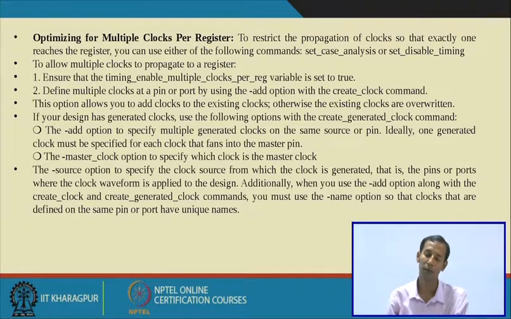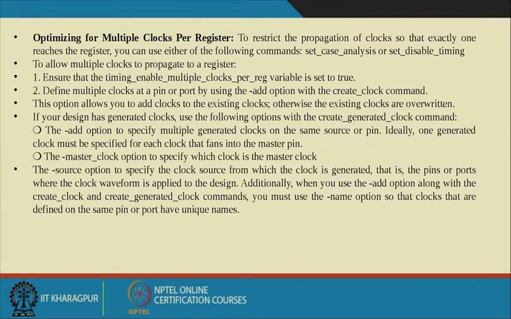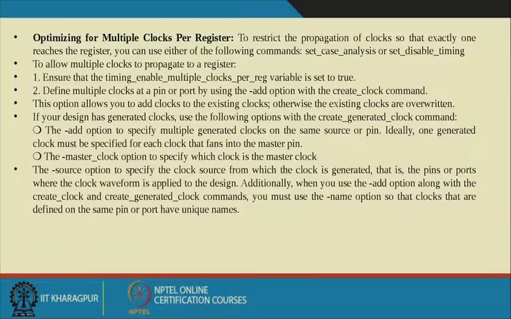Then optimization for multiple clocks per register. That means if each of the registers is connected with multiple clocks, at that time how can you optimize those paths? To restrict the propagation of clocks so that exactly one reaches the registers, you can use either of the following commands, that is set_case_analysis or set_disable_timing.